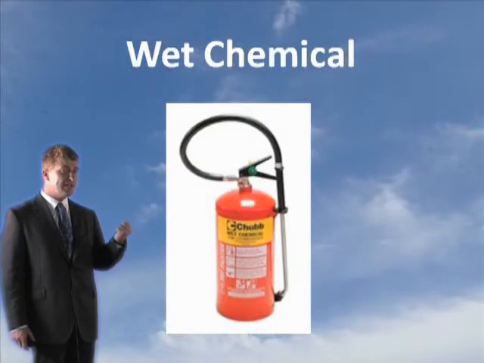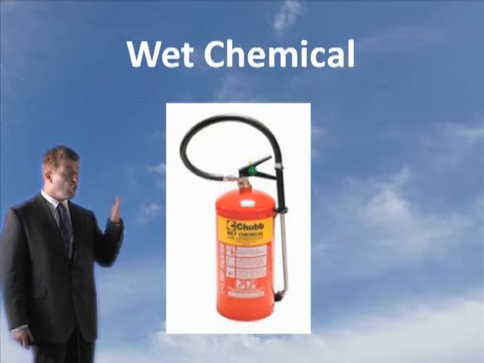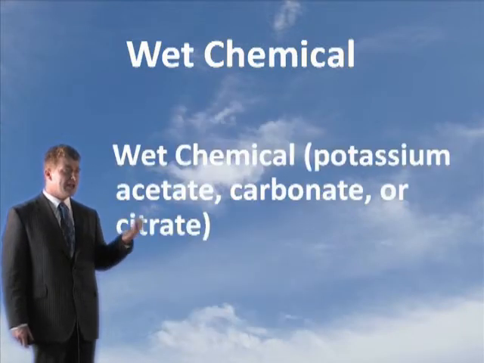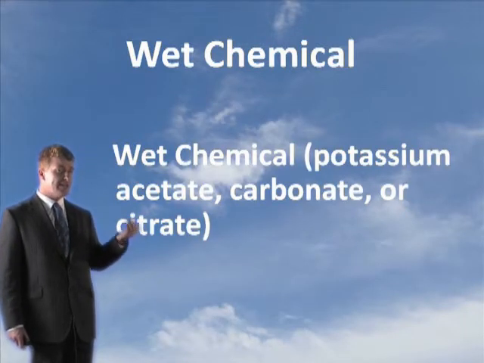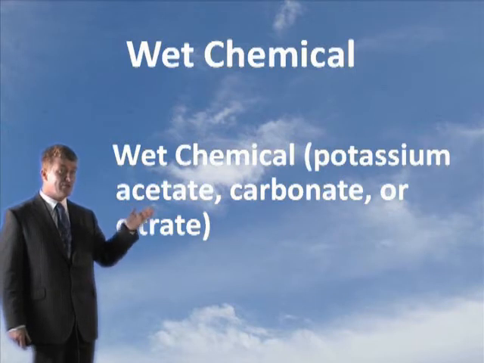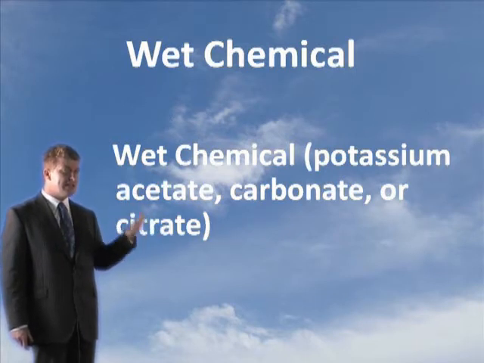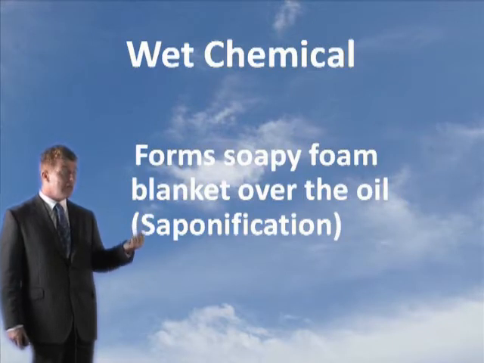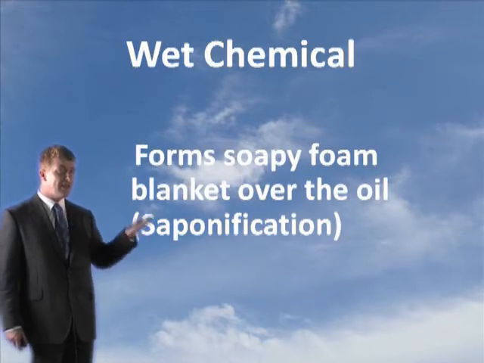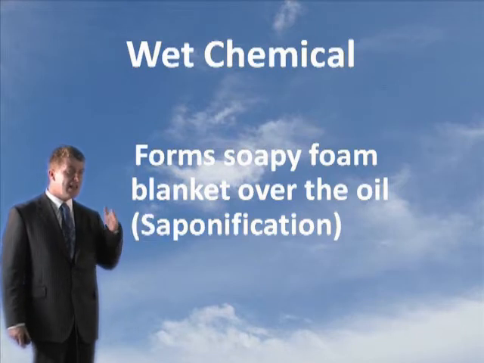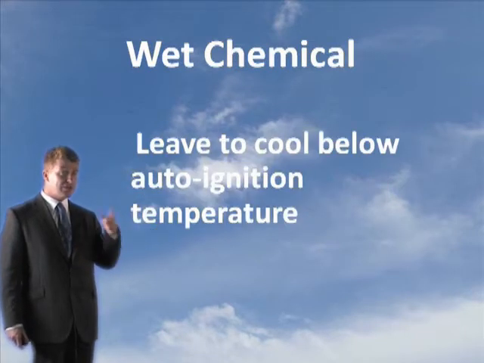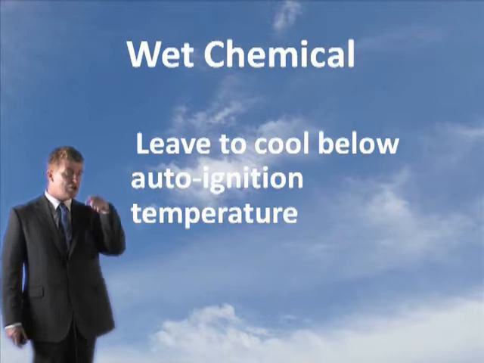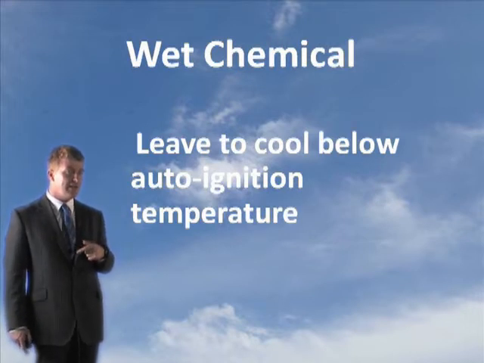There's a special extinguisher designed for it. It's called the wet chemical extinguisher, and it's made up of potassium acetate, carbonate or citrate. Now, these extinguish the fire by forming a soapy foam blanket over the oil, which is called saponification, and then it lets it cool below its auto ignition temperature. That's the only way you're going to put out a chip pan fire, is to cool it below its auto ignition temperature.